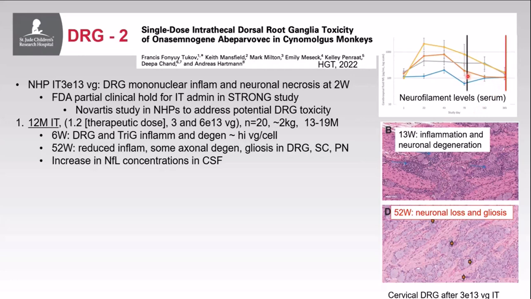Okay. And then at about 13 weeks, when they looked at the tissue, there was marked inflammation and neuronal degeneration. And then if they waited and looked at another group of monkeys at 52 weeks, and this was in the cervical DRG, and that's with this red line, at that point the neurofilament levels had come down. They've normalized. But there's neuronal loss and there's some gliosis. So what does that really mean? Well, we're not sure. Now, this was also given at a higher dose than what we would be giving clinically. So it's not clear how relevant that is.